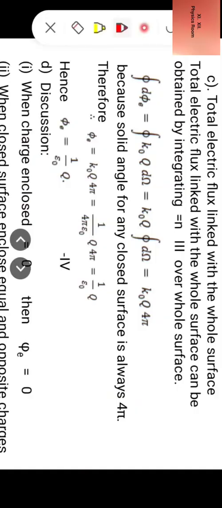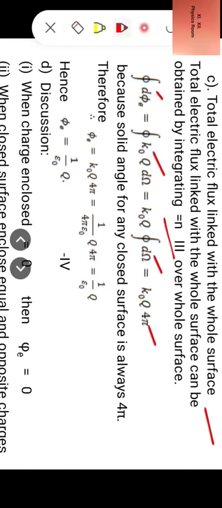Now C part. Total electric flux linked with the whole surface. How do we calculate? Let us see. Total electric flux linked with the whole surface can be obtained by integrating equation 3 over the whole surface. So integration over whole surface d phi E on the left hand side is equal to integration K0 Q d omega over whole surface on the right hand side, and it is equal to K0 Q integration d omega over whole surface, and it is equal to K0 Q into 4 pi, because integration d omega over whole surface is equal to 4 pi.